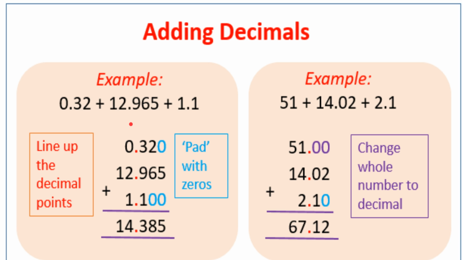Now in the example you have got 0.32 plus 12.965 plus 1.1. What do we notice? To the right of the dot, there are a maximum of 3 digits. So we will convert them. Whenever we have a fraction to the right, if we add zeros, the value does not change. This process we call padding. So 0.32 is nothing but 0.320.